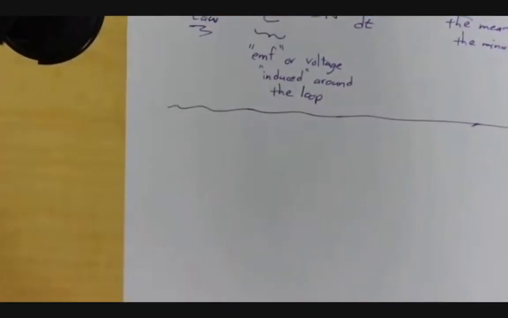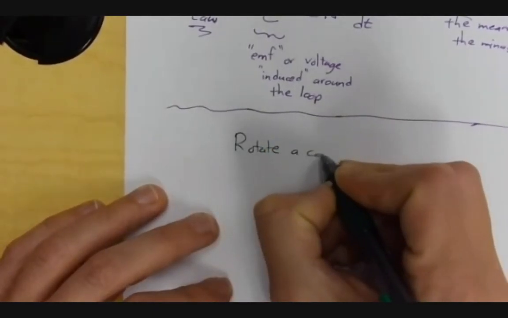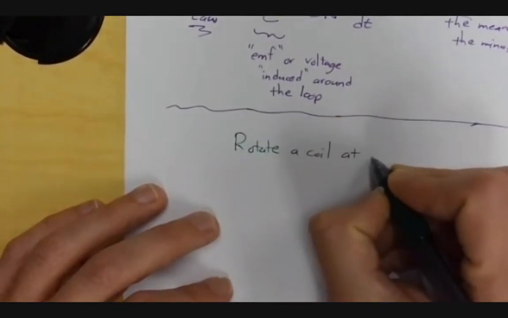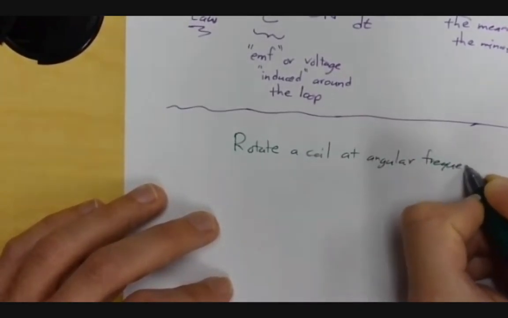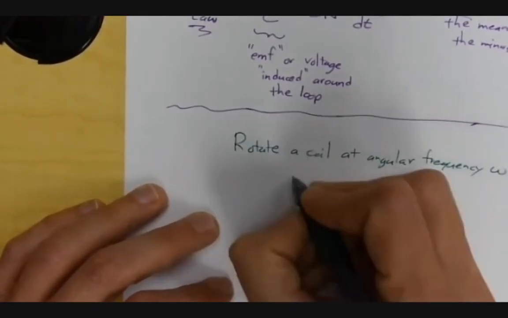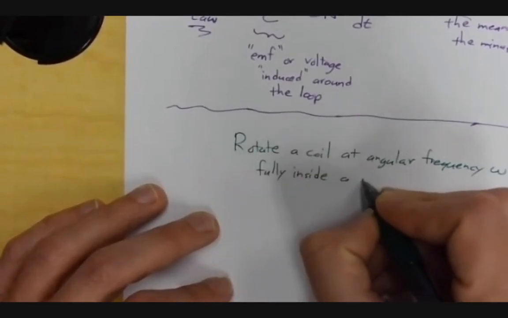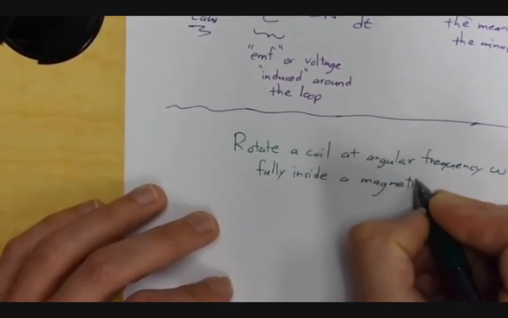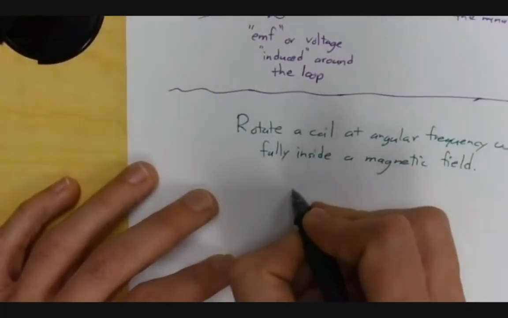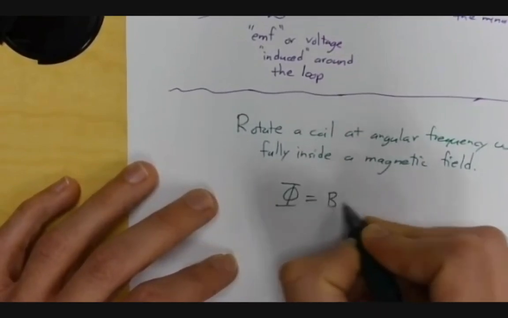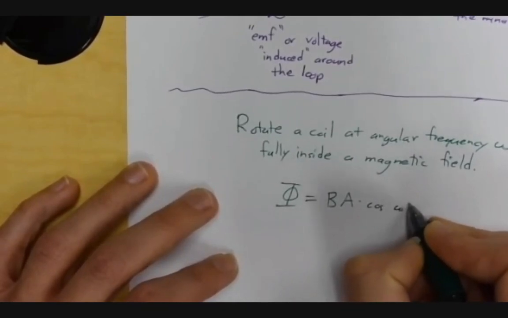What if you rotate a coil at angular frequency, or you could say angular velocity omega, fully, just to be clear, fully inside a magnetic field. And we'll assume the magnetic field is generally uniform. It's about the same strength. If you do this, then what's your flux function? Magnetic field times area of loop times cosine omega t.